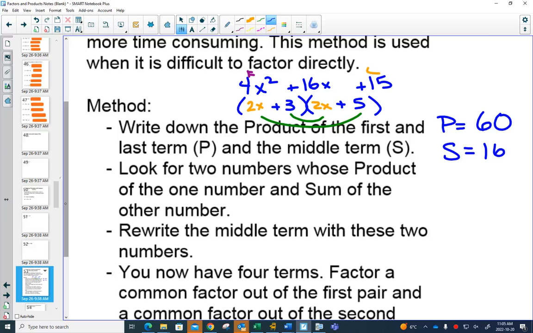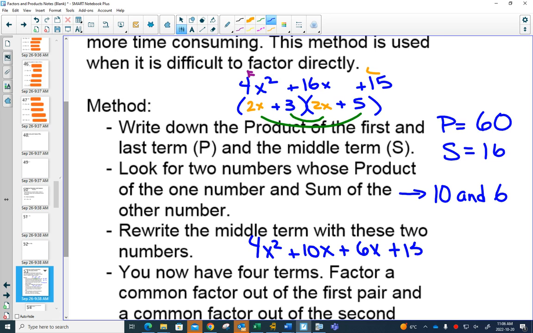So it says look for two numbers whose product is the one and the other one. Our two numbers are 10 and 6. Then rewrite your equation, but instead of writing 16x, you rewrite it as 10x plus 6x. What we're actually doing here is, you know when you FOIL and you get your outside and inside and they're like terms? What this technique does is it has figured out what the outside and inside would need to be. They would need to be a 10x and a 6x.